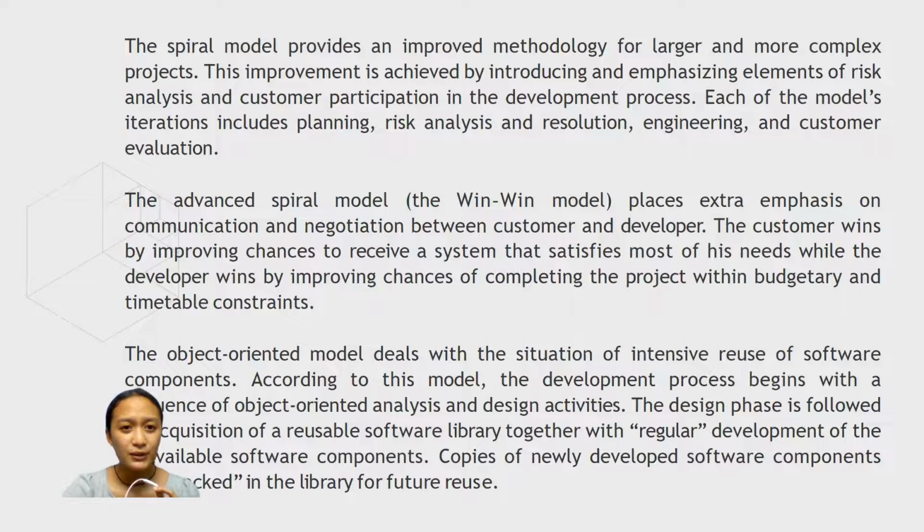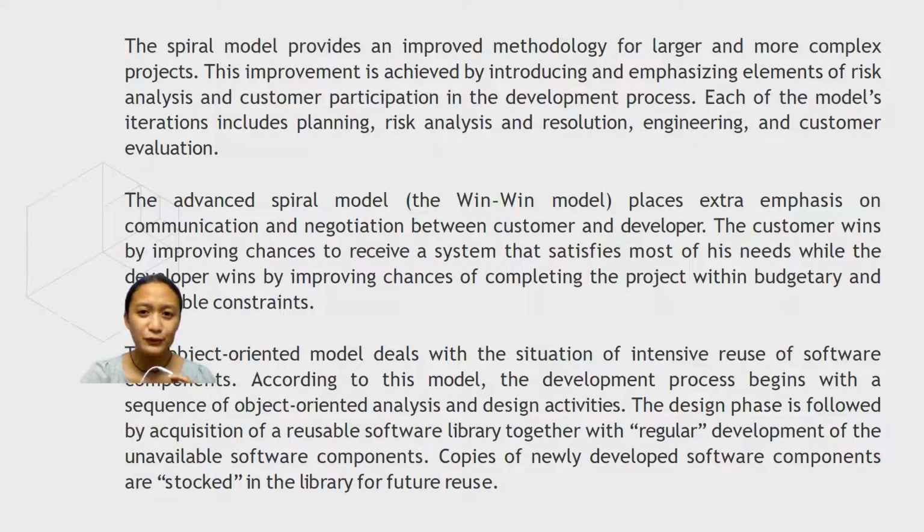The spiral model provides an improved methodology for larger and more complex projects. This improvement is achieved by introducing and emphasizing elements of risk analysis and customer participation in the development process. Each of the model's iterations includes planning, risk analysis and resolution, engineering, and also customer evaluation.